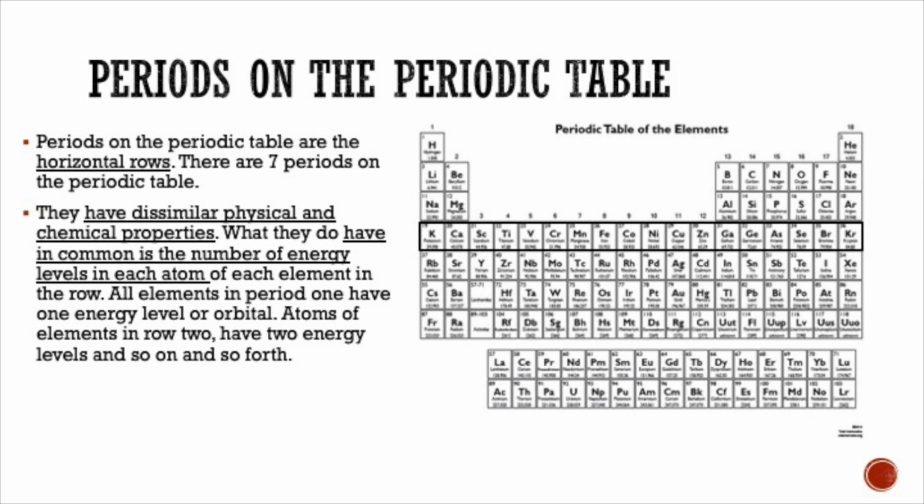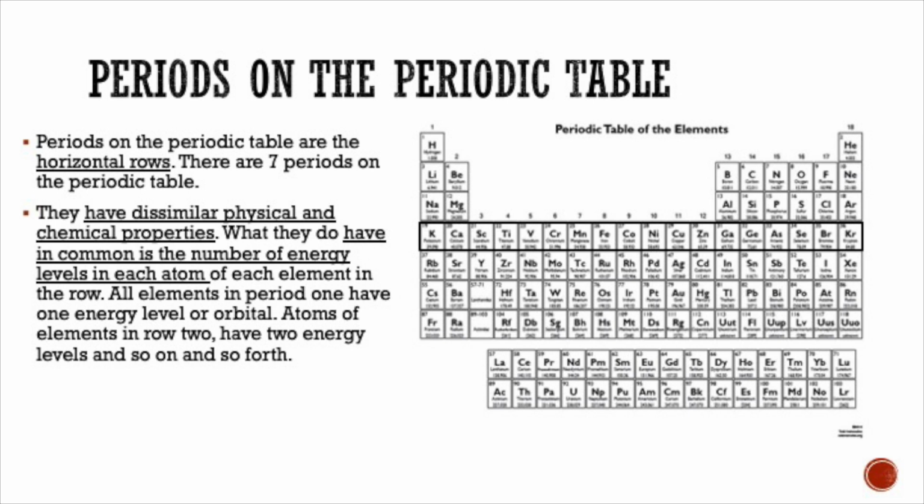Periods on the periodic table are the horizontal rows. There are 7 periods on the periodic table. Now they have dissimilar physical and chemical properties, so they don't have much to do with each other like the families do. But the thing they do have in common is the number of energy levels in each atom.